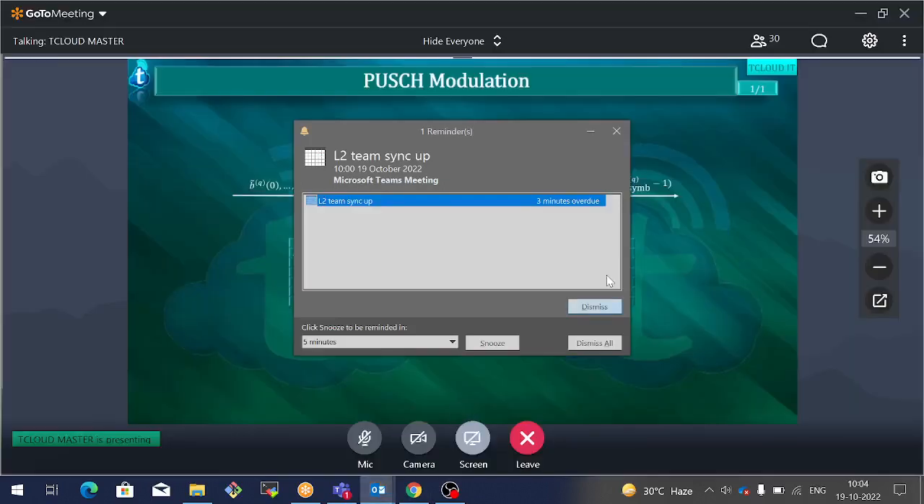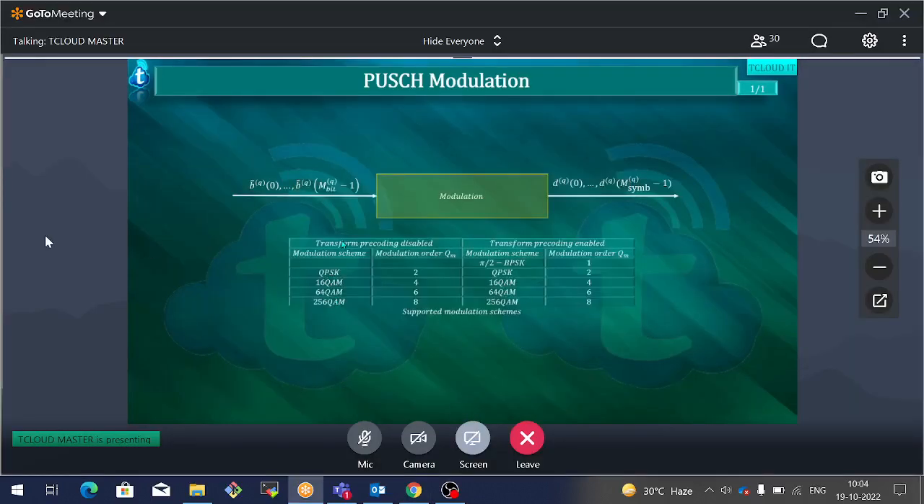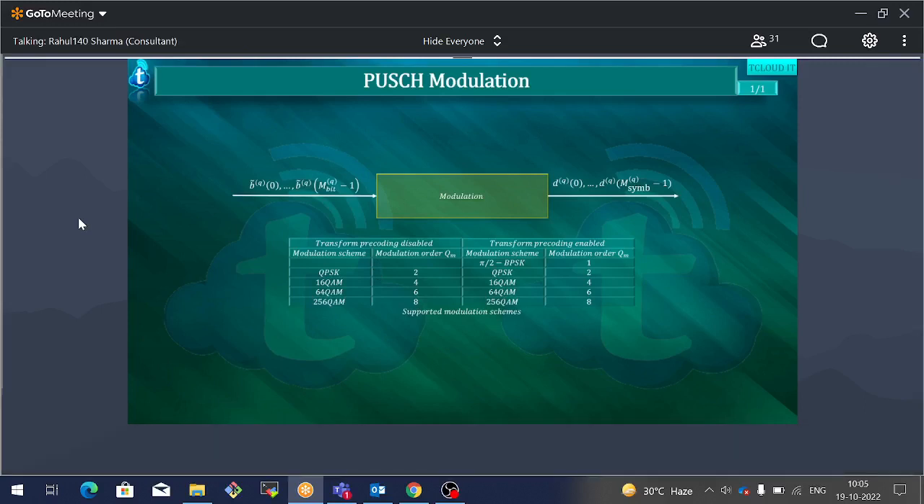Okay, I hope now it is clear. How much part do I have to repeat? This whole slide you have missed. Can someone confirm that? I'll repeat on the basis of that. Yes, sir, you are audible till you explained why this transform precoding is used, till that part. Okay, I'll continue from there.